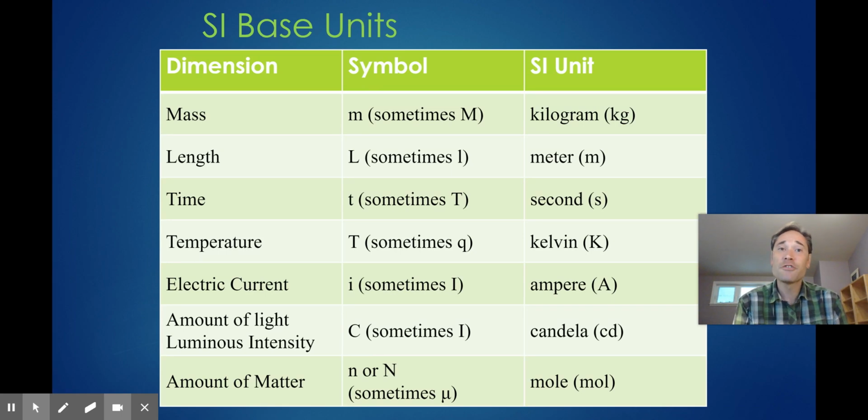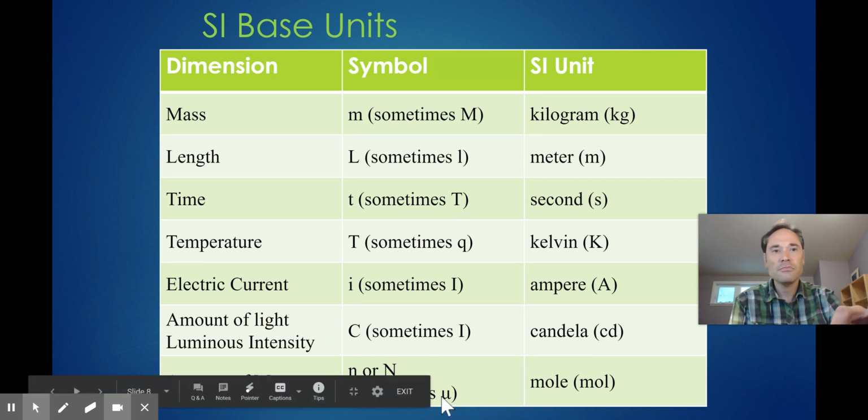Electric current, the letter I. Amount of light intensity is C, sometimes I. That's where things get a little weird. An amount of matter is N, or sometimes uppercase N, or sometimes you might see it as a Greek letter, because we run out of letters in our alphabet, and so we have to switch over to a different alphabet, like the Greek alphabet. And so we might use the letter down here, which is the letter mu.